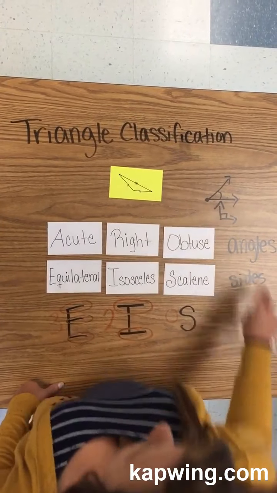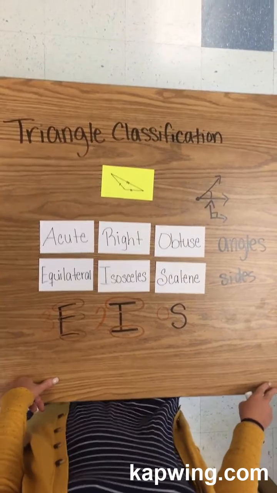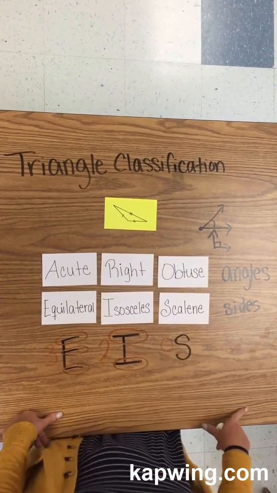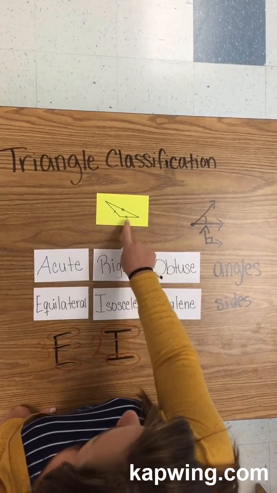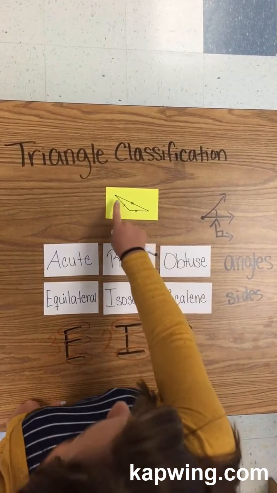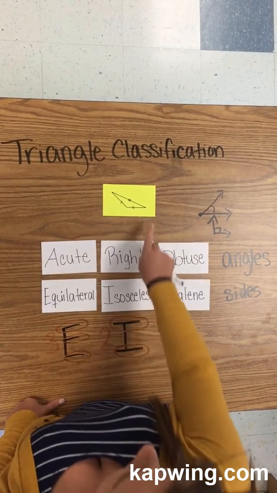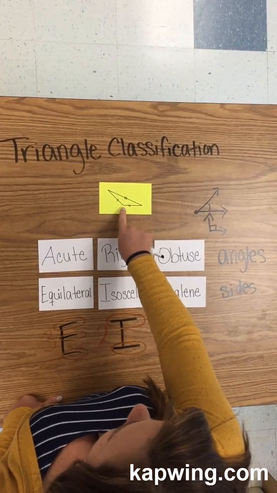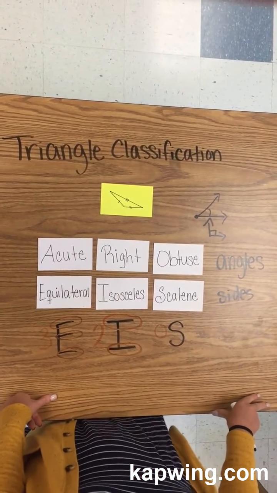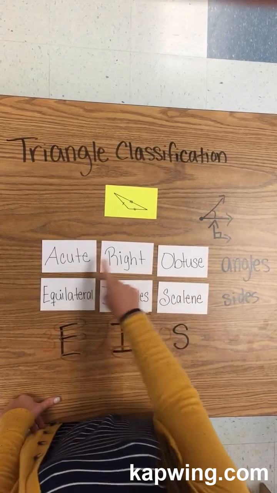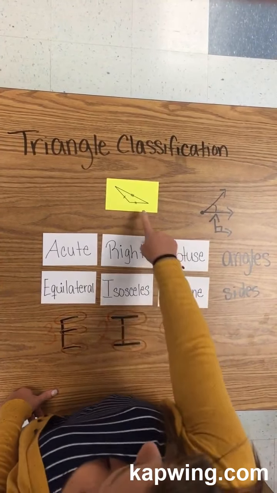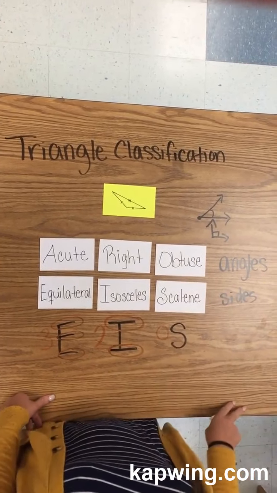Take a look at this one. What do you think? This triangle has no equal sides because none of the sides match. What would you call it? It also has an acute angle, another acute angle, and an obtuse angle. Remember my hint, you always call a triangle by its largest angle. Which one's larger, acute or obtuse? Good, obtuse. This is going to be a scalene obtuse triangle.